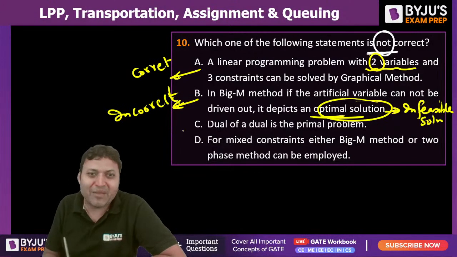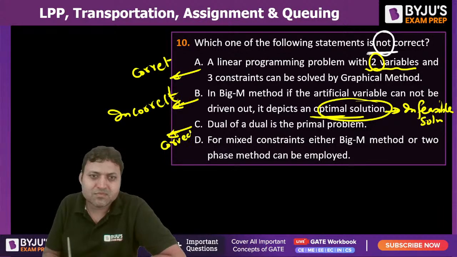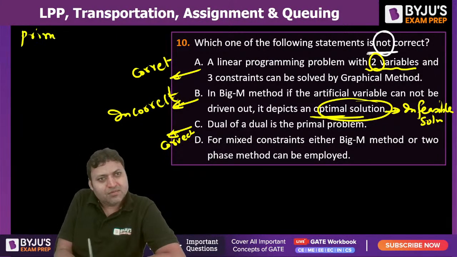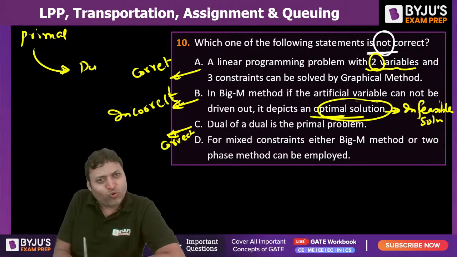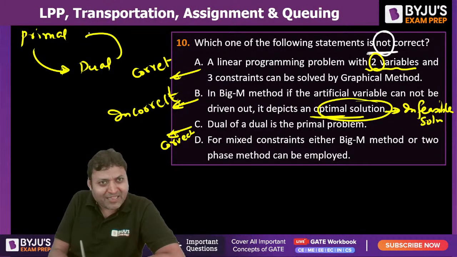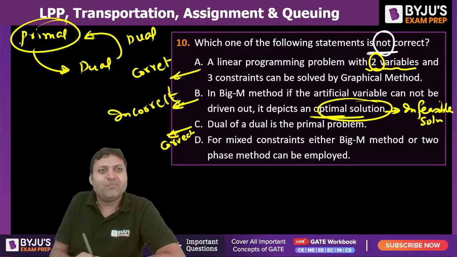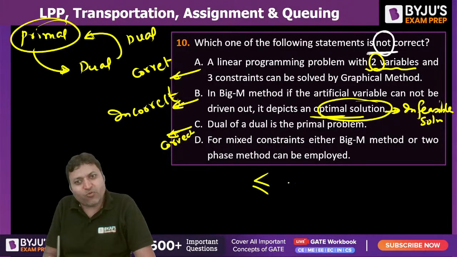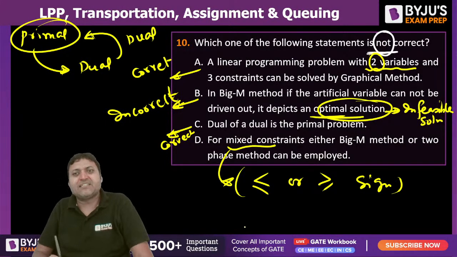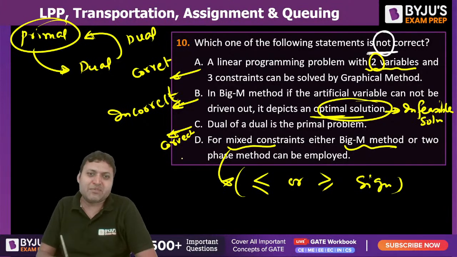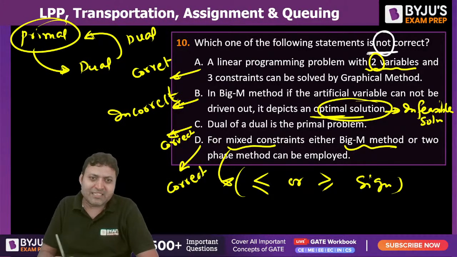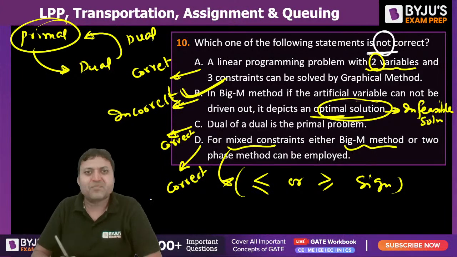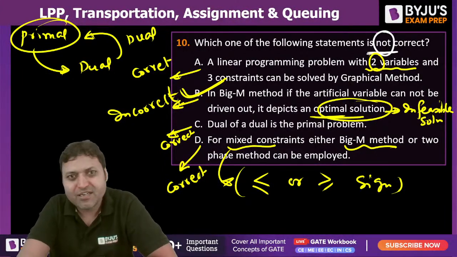Dual of a dual is a primal. That is correct. We have the primal, then we make the dual. And if we make the dual of this dual, then it will become primal. That is correct. Mixed constraints mean either less than or equal to, or greater than or equal to sign. That is called mixed constraints. For mixed constraints, either big M method or two-phase method can be employed. That is also correct. So the statement which is not correct is option B. B is the statement which is incorrect. For the 10th question, the answer will be option B.